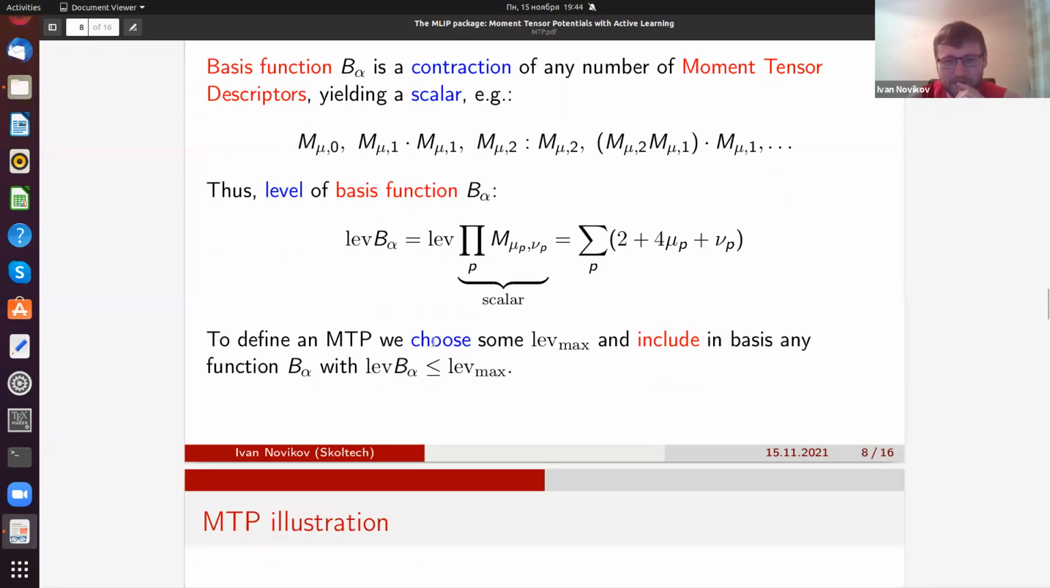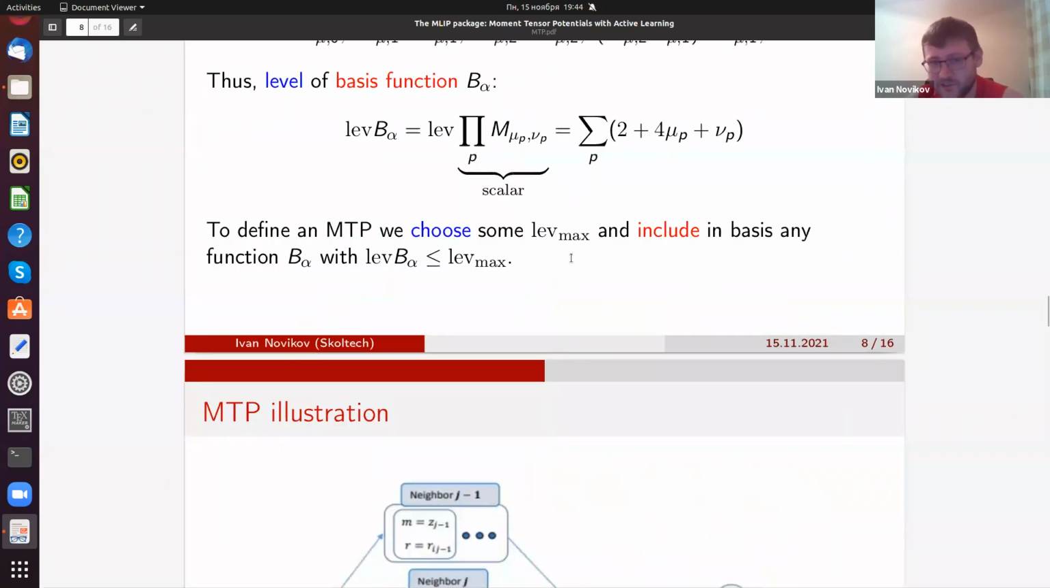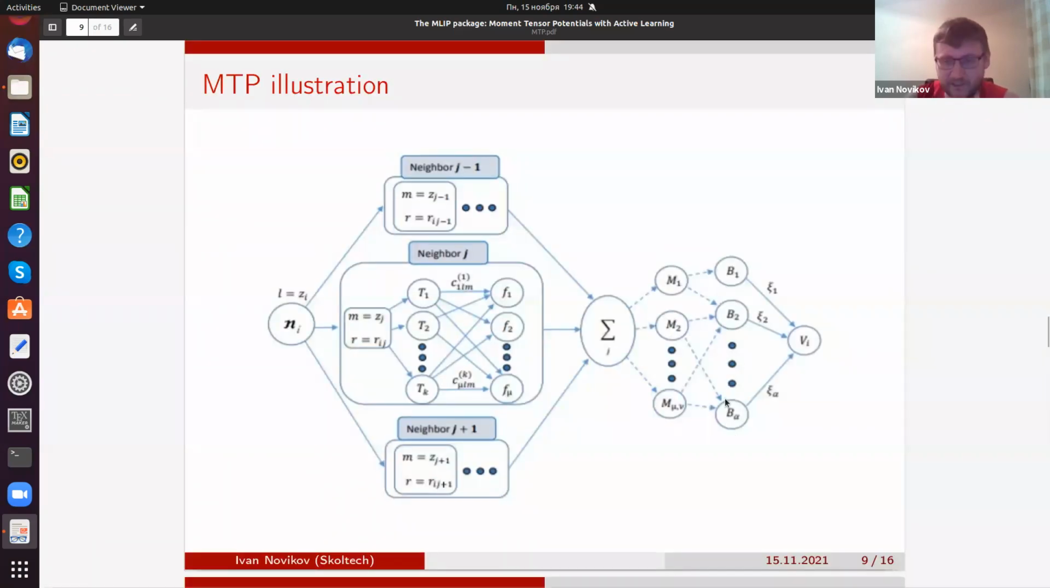So now we have introduced the basis function, and the very last slide about the moment tensor potential is the so-called MTP illustration. So again, firstly, we have an atomic neighborhood with atomic positions. Next, we calculate the so-called radial functions. We also calculate outer products of relative positions. Next, we sum over all atomic neighbors in the neighborhood Ni. Next, we obtain moment tensor descriptors, and next we choose some maximum level and calculate basis functions B alpha.